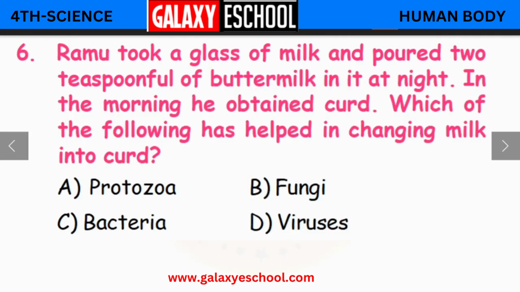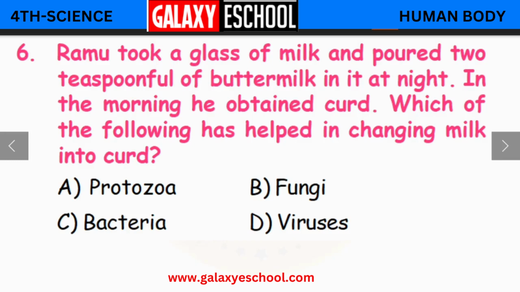Clear? Now the sixth question. Ramu took a glass of milk and poured 2 teaspoonfuls of buttermilk in it at night. In the morning, he obtained curd. Which of the following has helped in changing milk into curd? Every day at our homes, mother does this process to have curd.